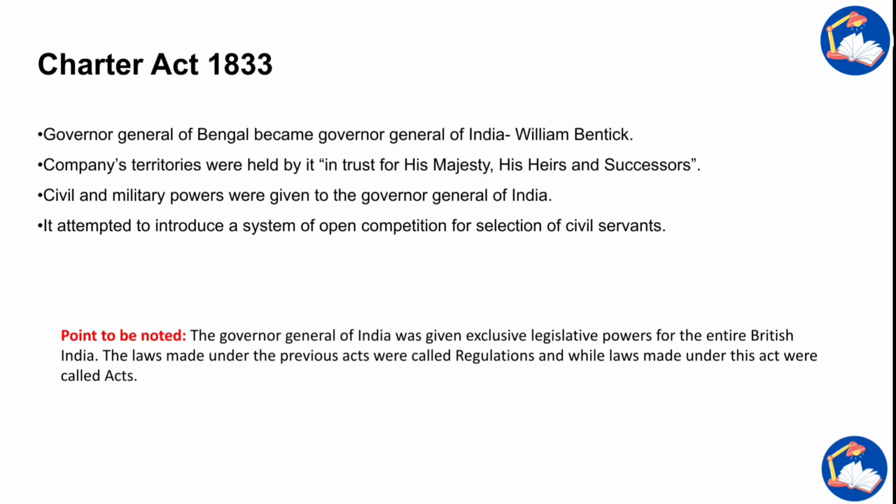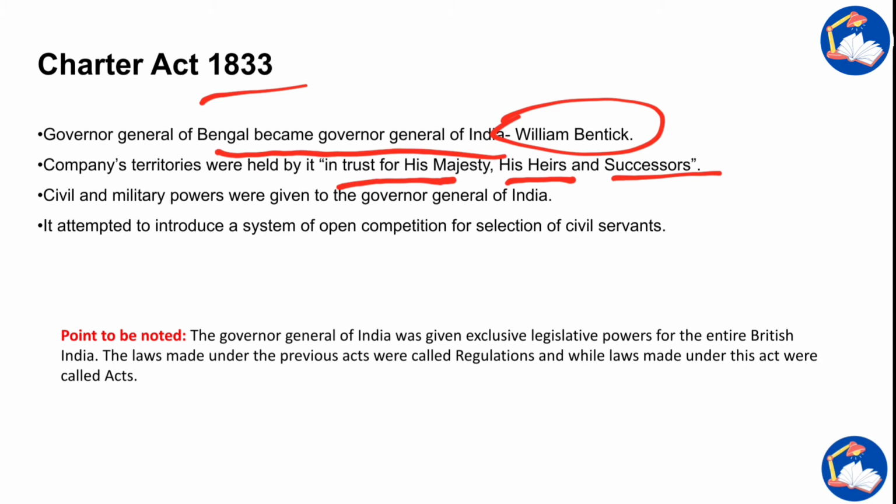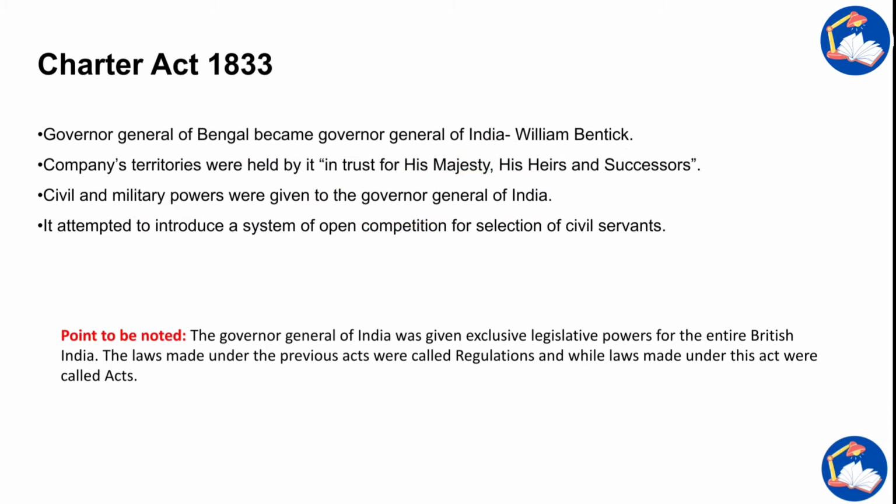Okay, now Charter Act of 1833. Governor General of Bengal became Governor General of India. First Governor General of India was who? William Bentinck. Company's territories were held by it in trust for His Majesty, his heirs and successors. Civil and military powers were given to the Governor General of India. It made an attempt to introduce an open competition for the selection of civil servants.